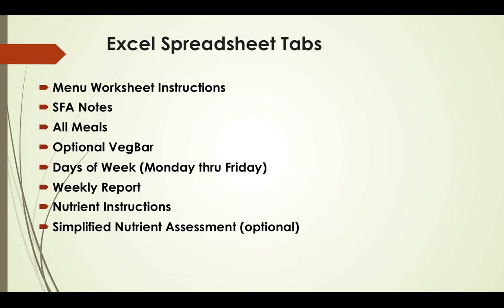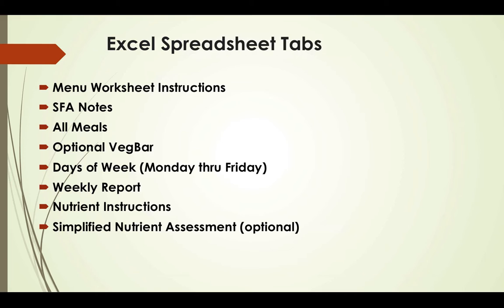The All Meals tab is the first tab requiring data entry. Optional vegetable bar is to report daily offerings from a vegetable salad bar. Monday through Friday tabs are to report meals and vegetable subgroups offered for the day. The weekly report tab shows the results of weekly meal pattern requirements check. Nutrient instructions provide a snapshot of the complete directions.